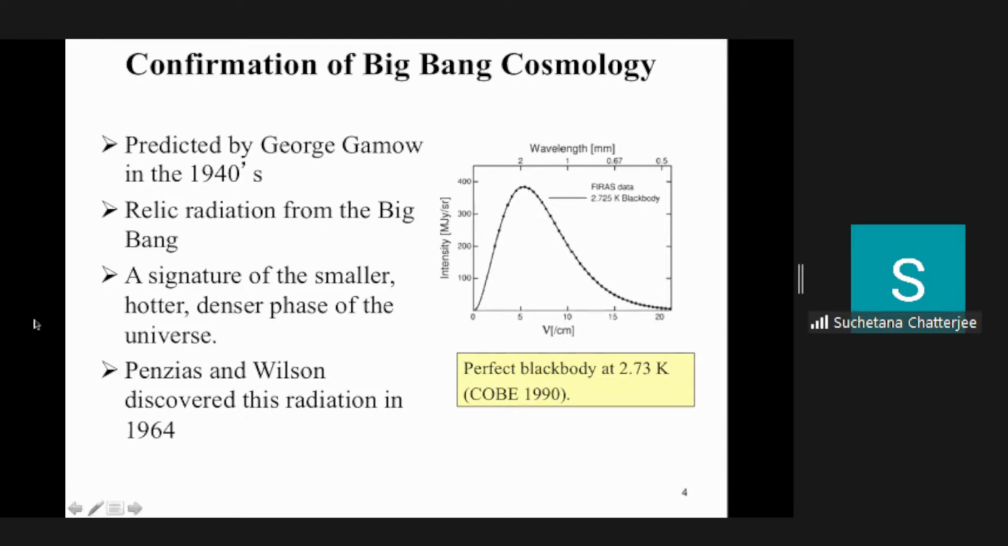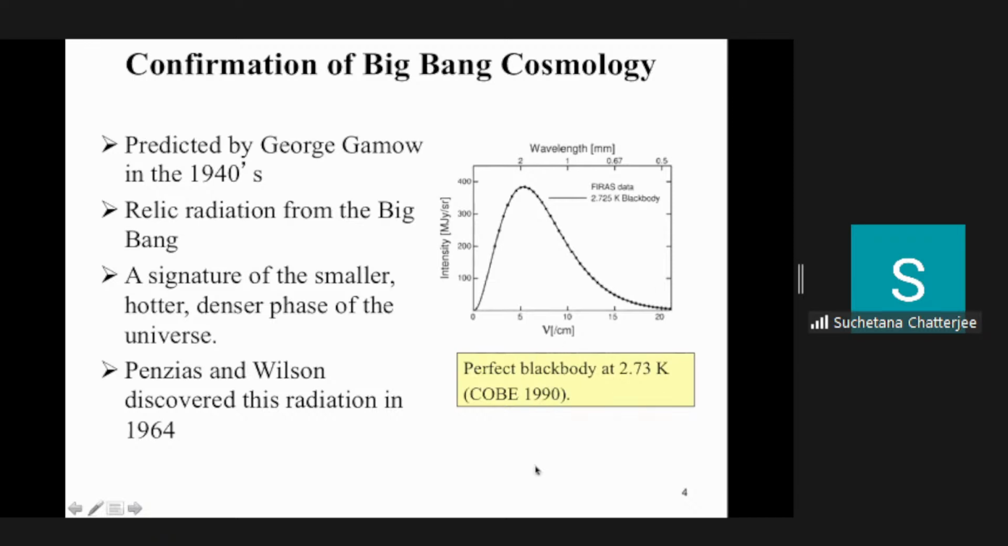Now, from this Big Bang proposition, George Gamow in the 1940s predicted that there will be a background black body radiation which will be a signature of this hot, dense phase of the universe. So this was a prediction in the 40s, but it was not detected at that time. This black body is a relic radiation from the Big Bang, a signature of its smaller, hotter, denser phase. It was then discovered almost accidentally, we'll not get into the story, in the 1960s by two radio astronomers, Arno Penzias and Bob Wilson. That was the first confirmation that we have this black body radiation that was predicted in the 1940s.